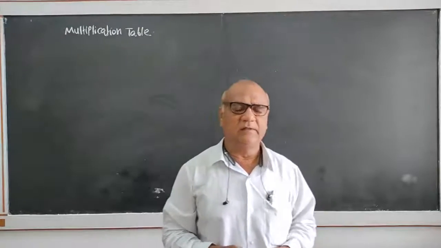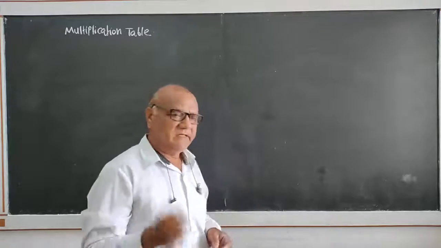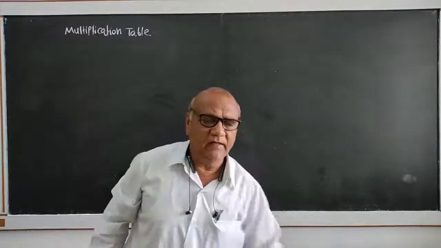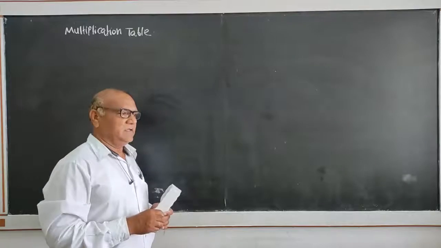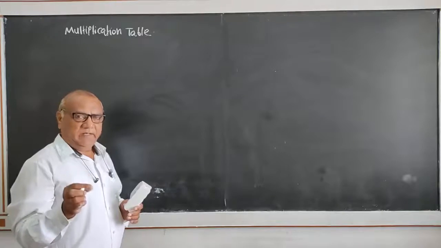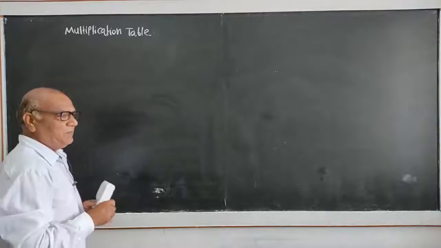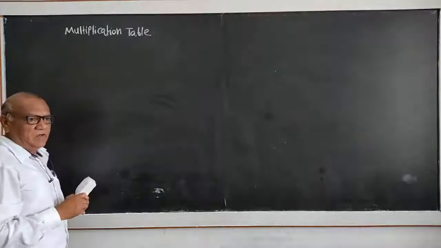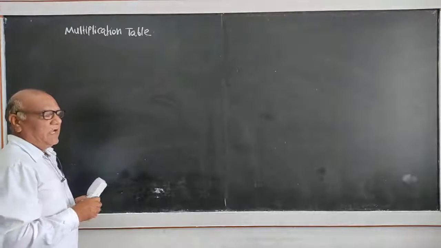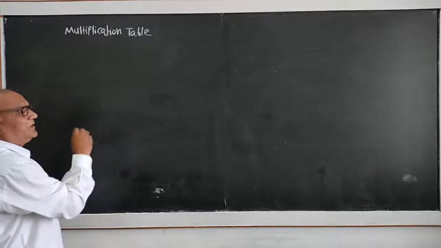Welcome friends. Now we take the multiplication table. If a set is finite, then a binary operation can be defined by means of a table. Elements of the set can be listed across the top as the heads of the columns and at the left as the heads of the rows.